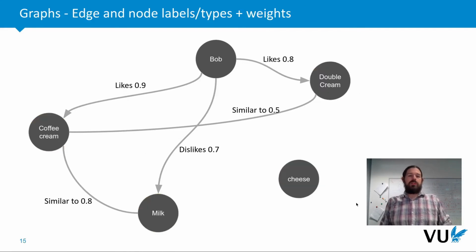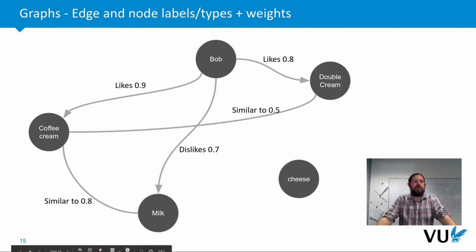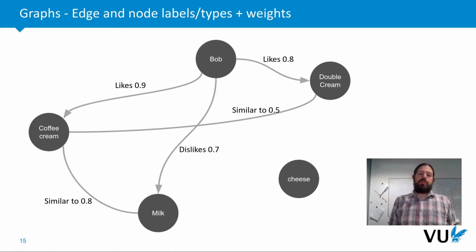Now, another thing which we can do in graphs is adding weights to edges. Right? So in this case, we have just gone back to the normal labels, and we have added these weights like 0.9, 0.8, and 0.5, and so on. So what this means depends on how you interpret this graph. But in this case, it would mean that, for example, Bob likes double cream with a certain weight 0.8. He likes coffee cream with a weight of 0.9, so he likes it more than he likes double cream. Now these two things are similar, but only with a similarity score of 0.5, and here you have a similarity score of 0.8.